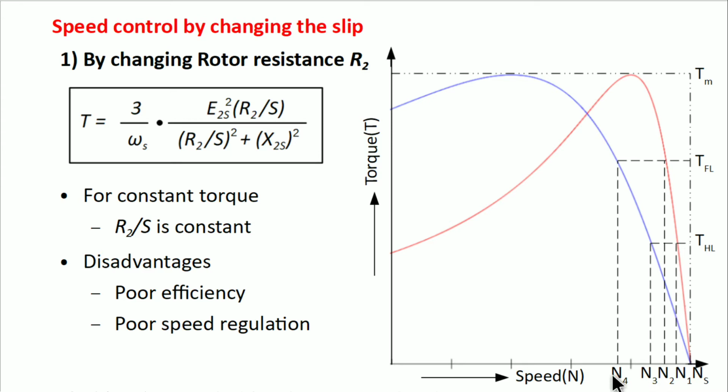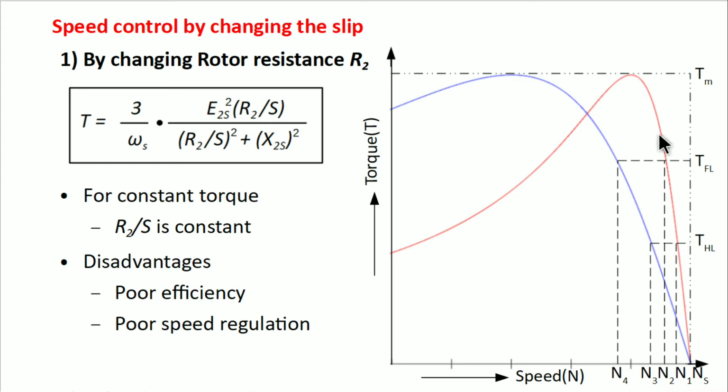Now our speed is N2 minus N4. This is the change in speed. Now at half load, if our motor is running at this much load, the speed will change from N1 to N3 by inserting resistance in the circuit following this curve.